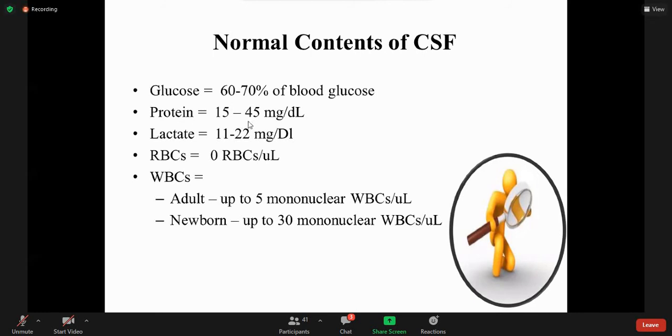So proteins are 15 to 45, lactates are 11 to 22, RBCs usually normal CSF.